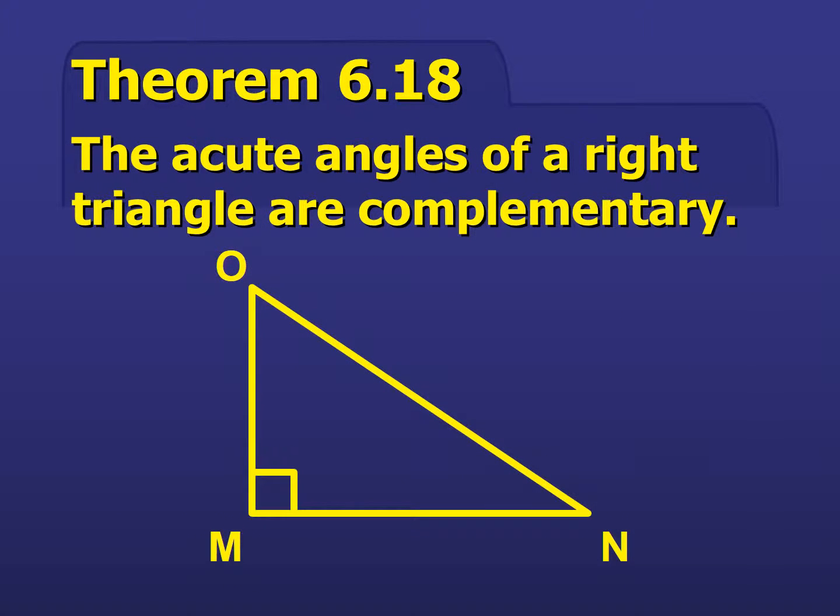All right, our next theorem says that acute angles of right triangles are complementary. And remember, complementary means that they add up to 90 degrees. The reason is that if it's a right triangle, then that third angle is 90. And if they add up to 180, 180 minus 90 is 90, which means those other two angles have to add up to 90, which is the definition of complementary.